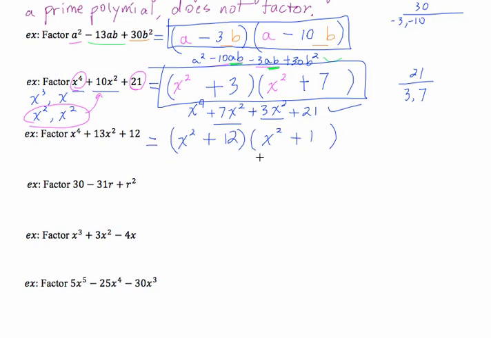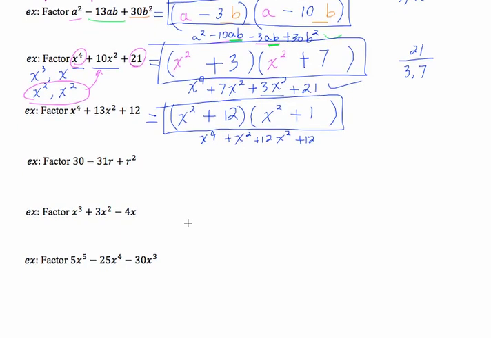Okay, let's FOIL it. X squared times x squared is x to the fourth. X squared times 1 is just x squared. 12 times x squared is 12x squared. And 12 times 1 is positive 12. That works because x squared plus 12x squared is 13x squared. All right. A couple more here.